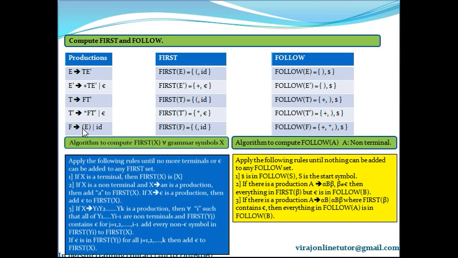Okay. Next rule, alpha B beta. So first of close bracket, you place it in follow of E. So with this, my second rule is applied to all the productions wherever it was possible. Clear? Now rule number 3 of follow.